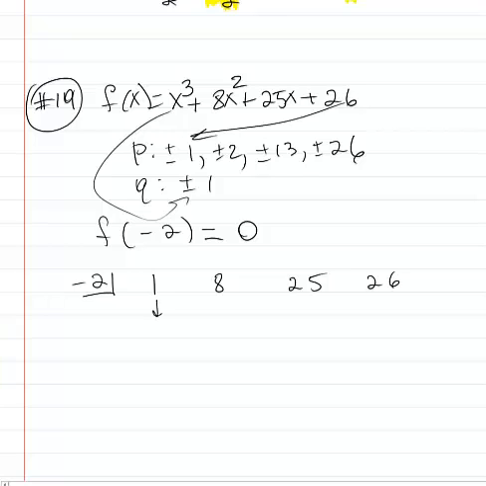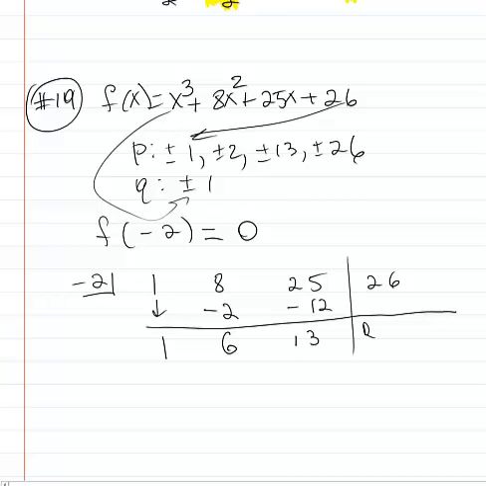You bring down the first number, it becomes 1. Multiply, -2. Add, 6, -12, 13, and here we go. The remainder is -26 plus 26, the remainder is 0. Okay, so what we're left with is x squared plus 6x plus 13.